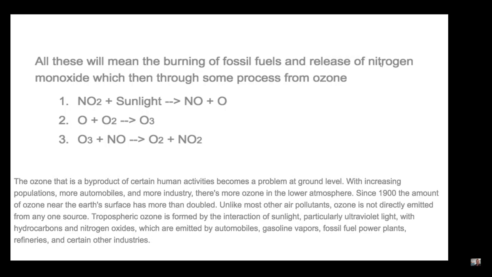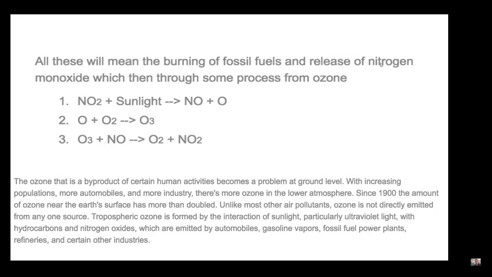The ozone that is a byproduct of certain human activities becomes a problem at ground level. With increasing populations, more automobiles, and more industry, there's more ozone in the lower atmosphere, right? Because you just have more stuff that's given off, then there's a secondary reaction which forms more ozone. Since 1900, the amount of ozone near the Earth's surface has more than doubled.